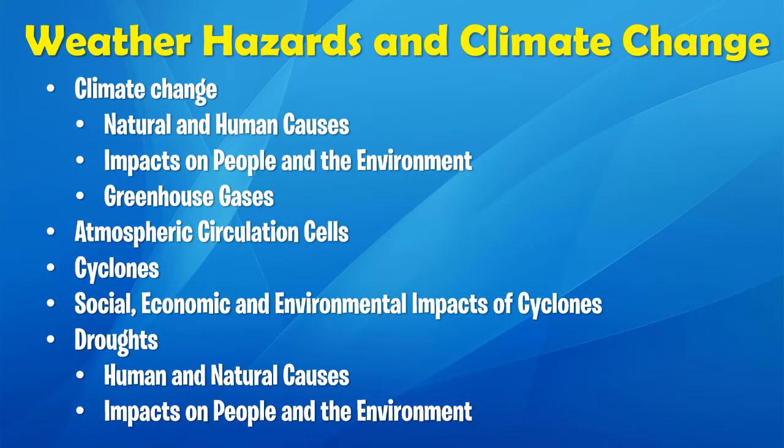And that is climate change. We have seen the natural and human causes, the impacts on people and the environment, and greenhouse gases. Next, let's look at atmospheric circulation cells.